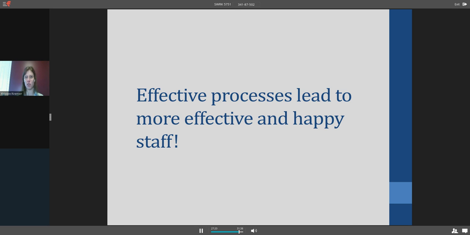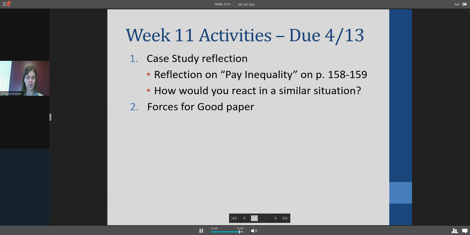So we have to make sure that we have effective processes to maintain effective services. So that is our lecture for this week. I tried to keep it short because we do have a paper due at the end of this week. So our activity this week is a case study reflection. This is looking at a little case study called Pay Inequality.